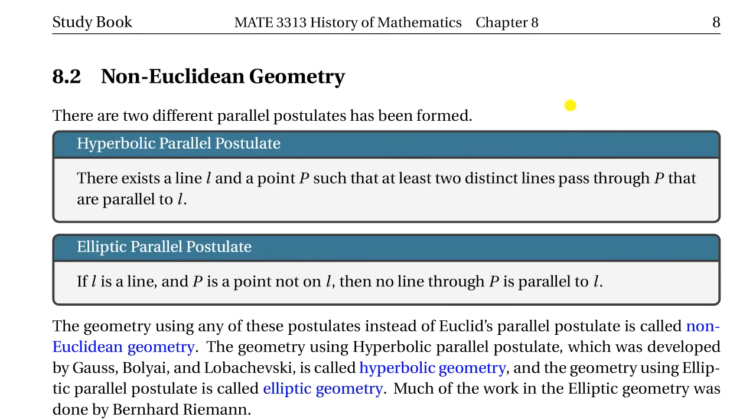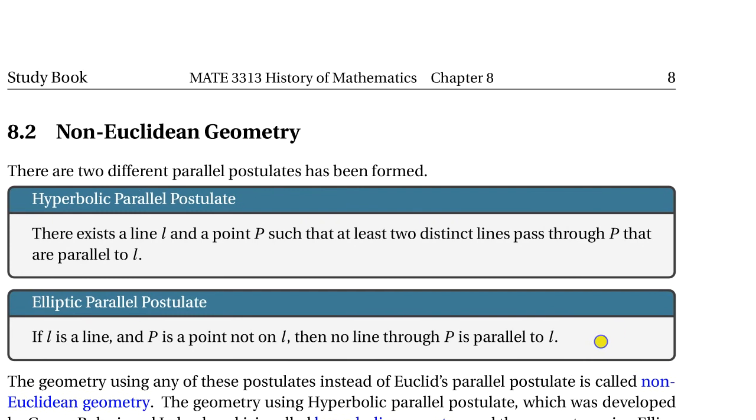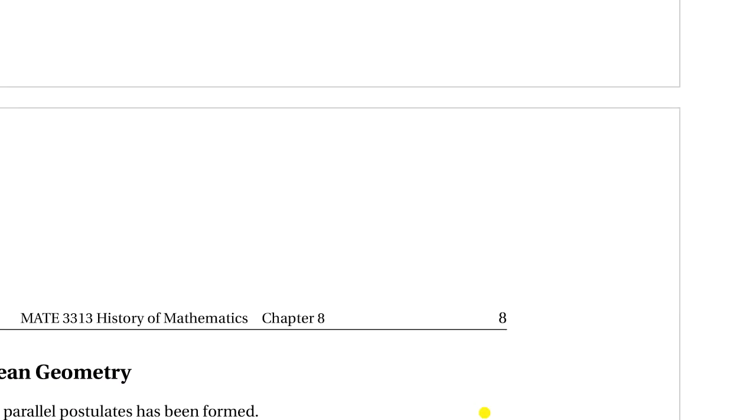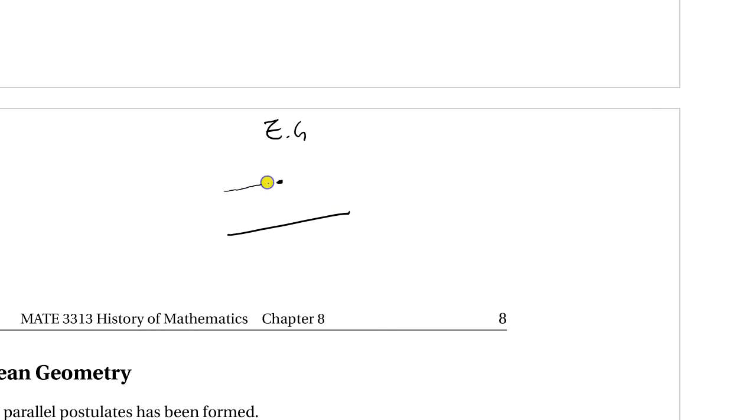And the next one is non-Euclidean geometry. People will say this one a lot. And actually there are two different types of non-Euclidean geometry. One of them is hyperbolic, the other one is elliptic. So the difference between those is like this. In Euclidean geometry, for any given line and a point, there is a unique, only one, right? Line passing that point and parallel to the given line.